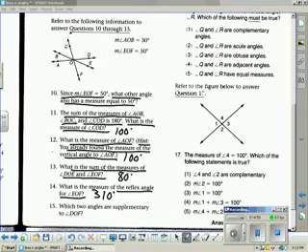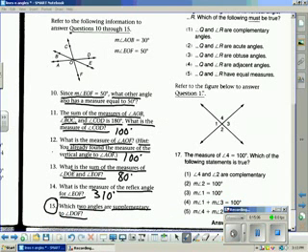Okay, our last question for the diagram is question 15. Which two angles are supplementary to DOF? Okay, so we got a clue. We're looking for two angles, and we need to know what supplementary means. You remember supplementary means that you have two angles that equal 180 degrees.